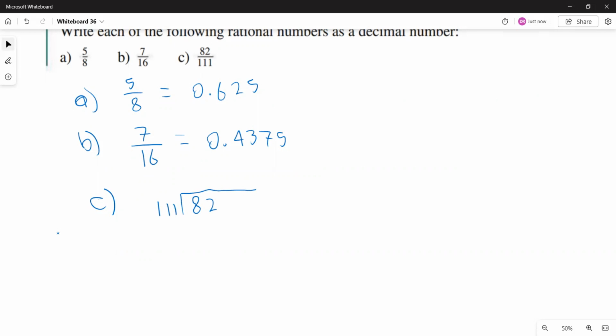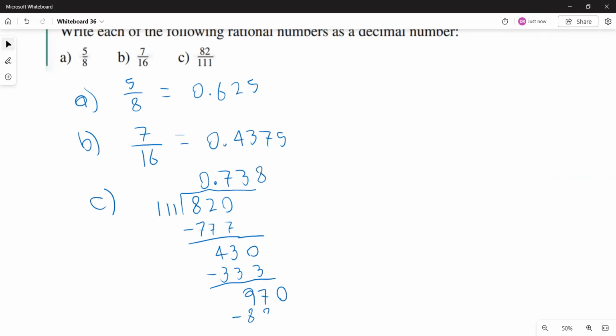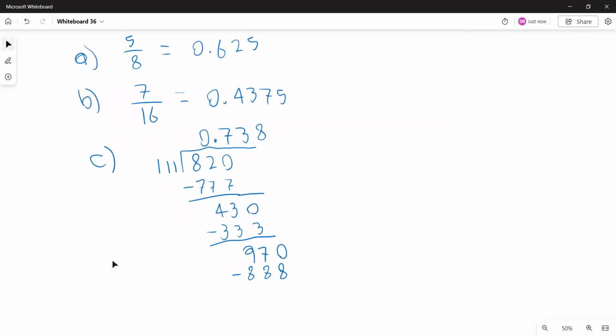Okay, so the numerator is less than the denominator. Whenever that happens, we add a 0. We have one decimal point. We need to multiply by 7. And the remainder is 43. If we keep on going, we add a 0. We need to multiply by 3. That's going to be 97. And then add another 0. We need to multiply by 8. So 970 minus 888 is going to be 82.